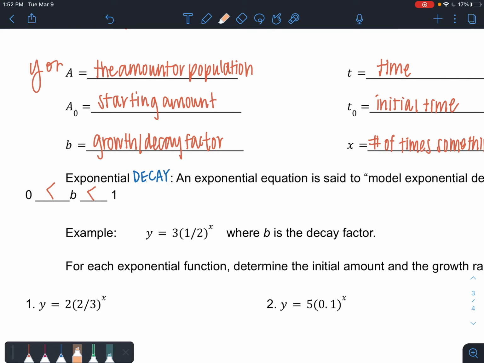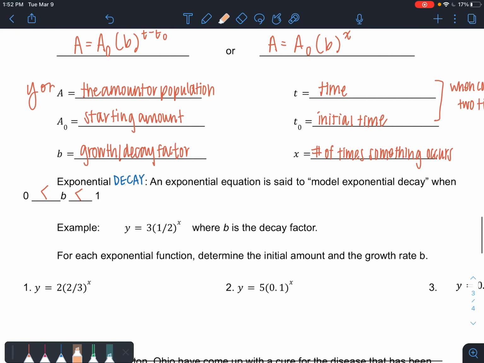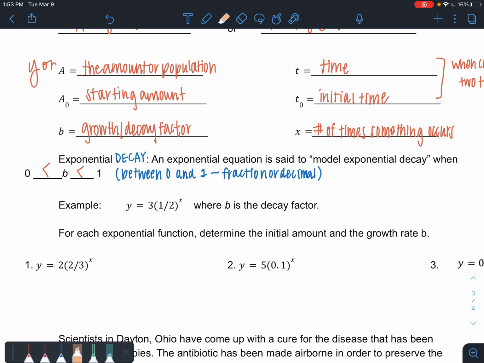It was very deceiving. This word before was growth, so go ahead and make that change so that it says decay. That way there's no confusion there. But an equation is said to model exponential decay when b is between 0 and 1. So let's go ahead and put between 0 and 1, meaning it's a fraction or decimal. Of course, it has to be a fraction or decimal that is between 0 and 1.